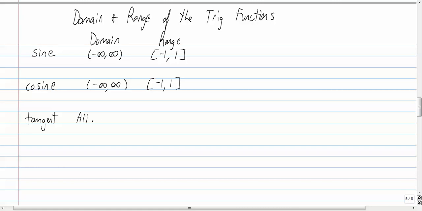So all real numbers except odd integer multiples of pi over 2, or 90 degrees. Let's look and see, what does that actually mean? Let's read through that again. All real numbers except odd integer multiples of pi over 2, or 90 degrees.